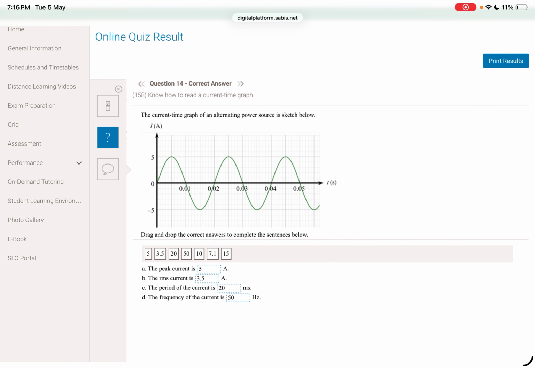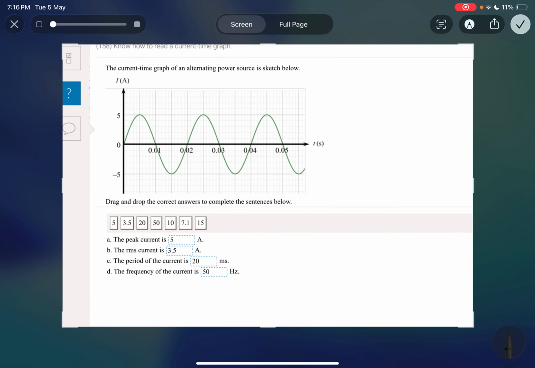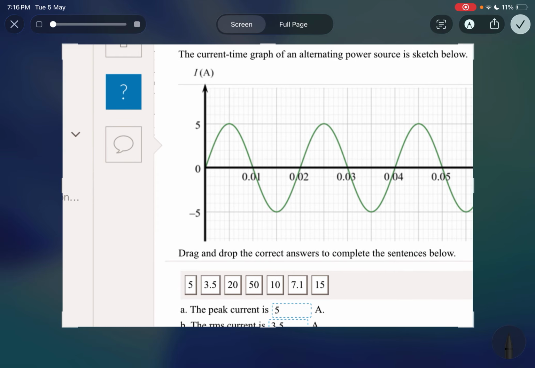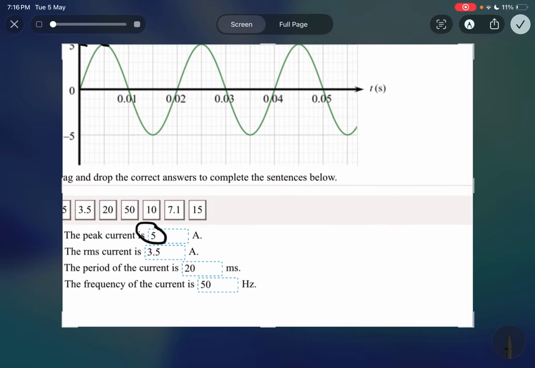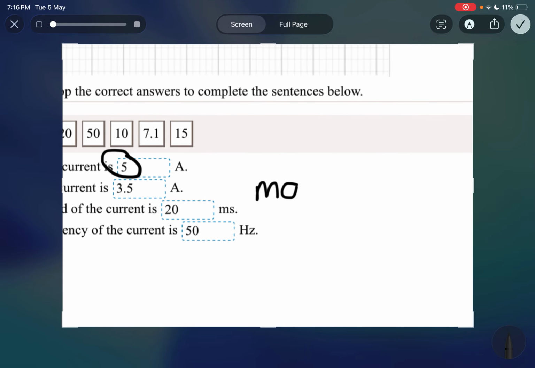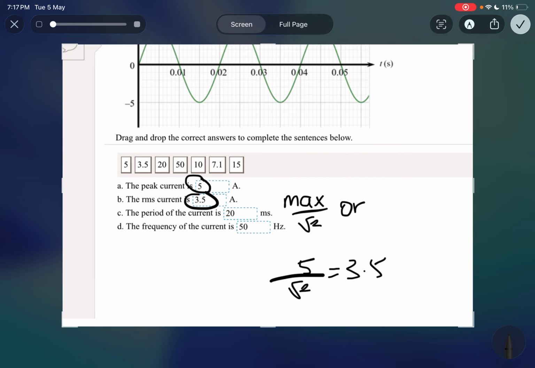Question number 14. Here, now they want us to find the peak and the RMS. If you remember, we did this in term 2. The peak is the top here, which is 5. Easy. The RMS is the max over radical 2, or the peak over radical 2. So the max, which is 5, over radical 2, is equal to 3.5. That's your answer. The period of the current, to find that, is 20.